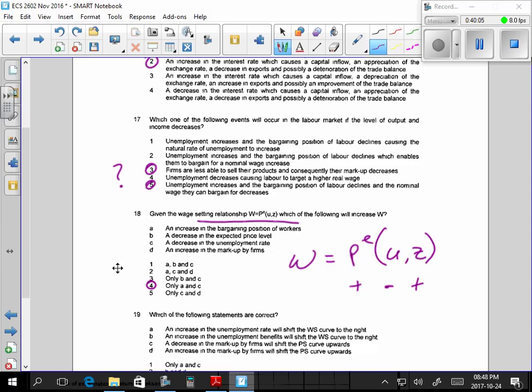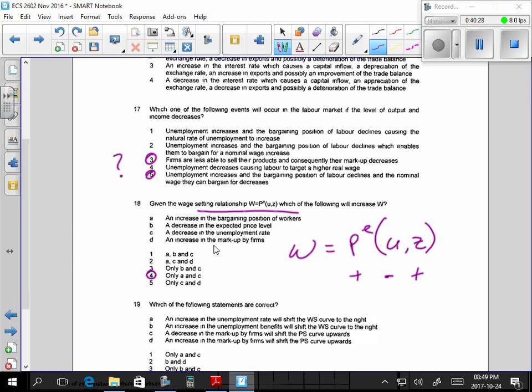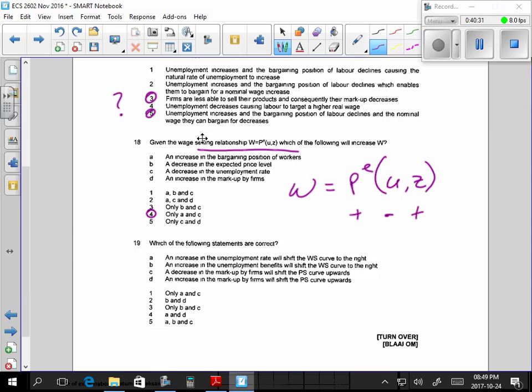Okay? Your catch-all variable Z, that is your unemployment benefits, labor laws, etc. If any of those increase, it increases the bargaining power of workers and therefore they can bargain for higher nominal wages, positively related. Okay. Number 19, which of the following statements is correct? It would be only B and C. So it is those factors that would shift the wage setting and price setting relations. Right, we covered them in the last exam, but you need to remember them as well.